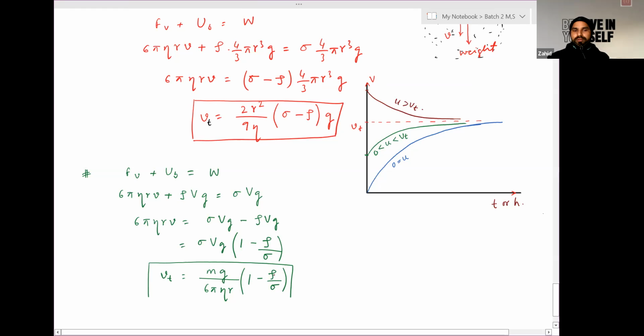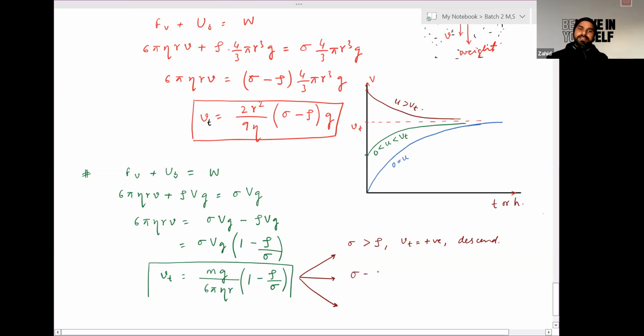Now, depending upon the value of density of object and density of medium, we may define its different behavior. Suppose density of object is greater as compared to density of medium. So this particular ratio will be smaller as compared to 1. So terminal velocity in this case will be positive. It means the object will descend in that viscous medium.